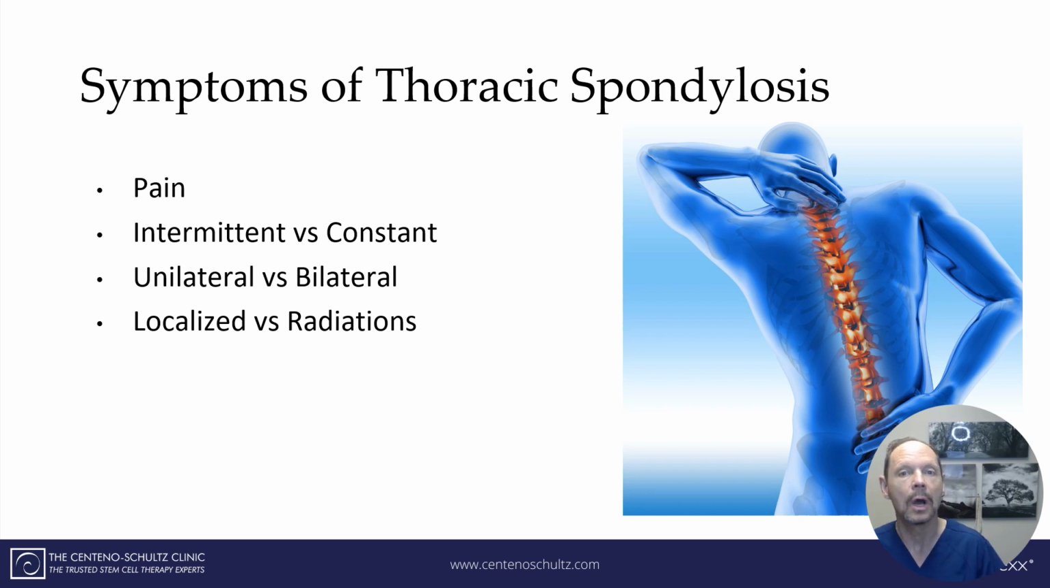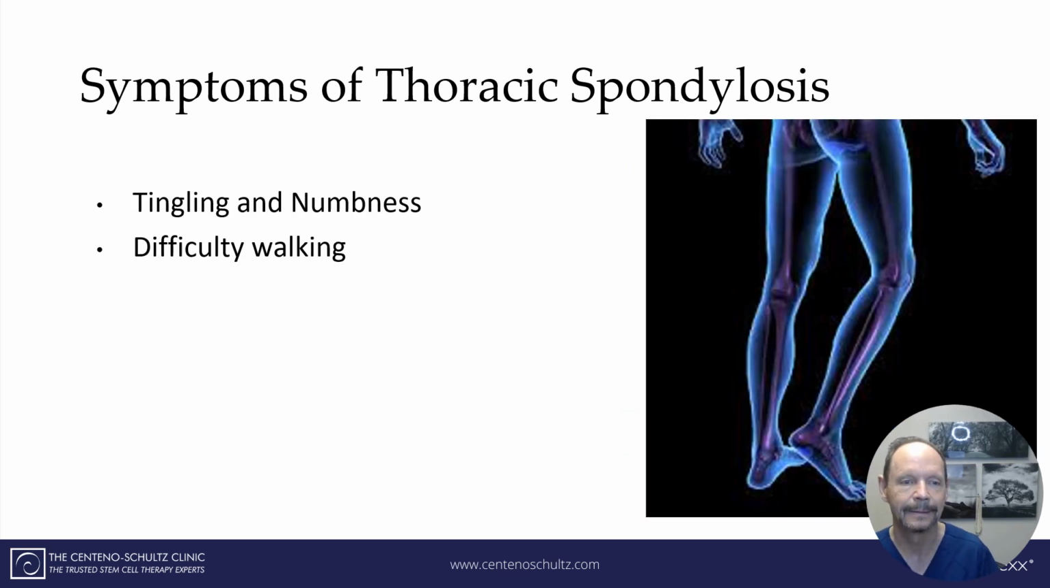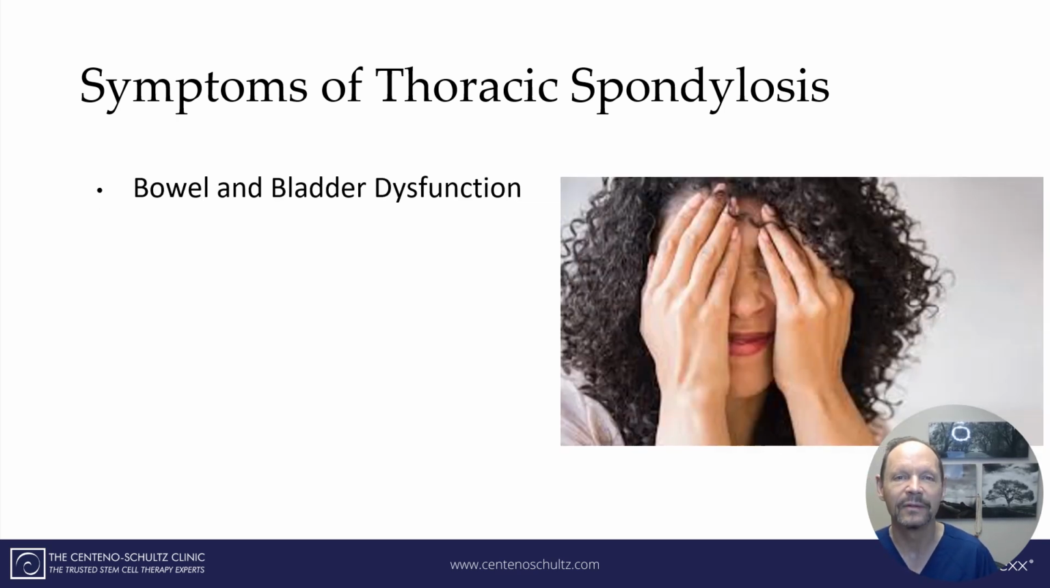It also can go into the abdomen as a result of irritation or compression of some of the nerves in the thoracic spine. You can also, depending upon the severity, have some numbness and tingling in the lower and upper extremities, and some patients with thoracic spondylosis complain of difficulty walking, difficulty feeling their toes and legs. And then when severe, you can actually have bowel or bladder dysfunction, certainly an embarrassing symptom that's frequently discussed.